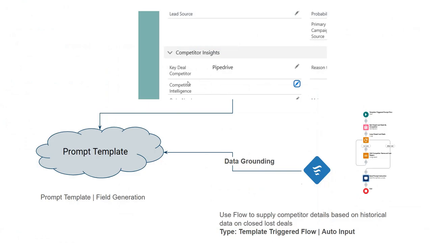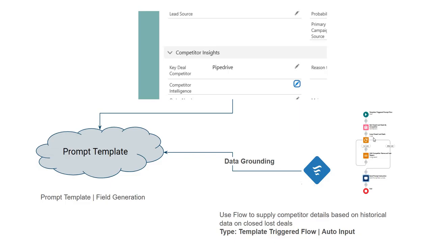Here is the high level design. Basically we are going to populate the competitor intelligence field on the opportunity record, correct? And we will be using the prompt template feature. But the prompt template requires data, the right data, isn't it? So this is where we are going to use the flow, the template triggered flow. So this flow will supply the required data.